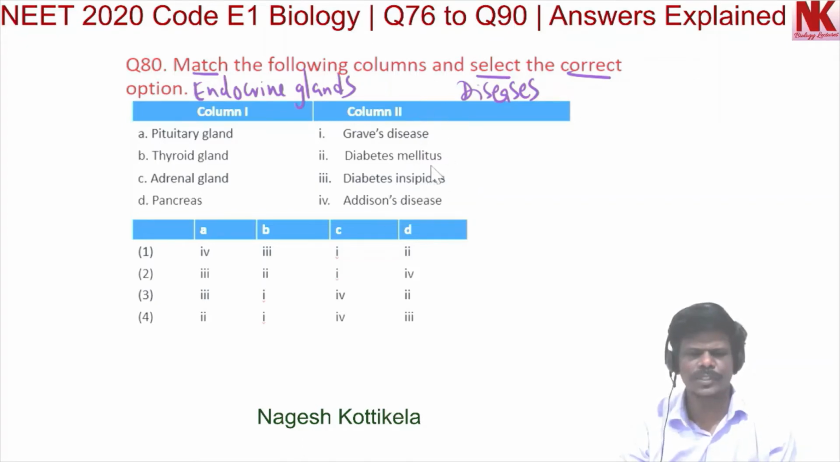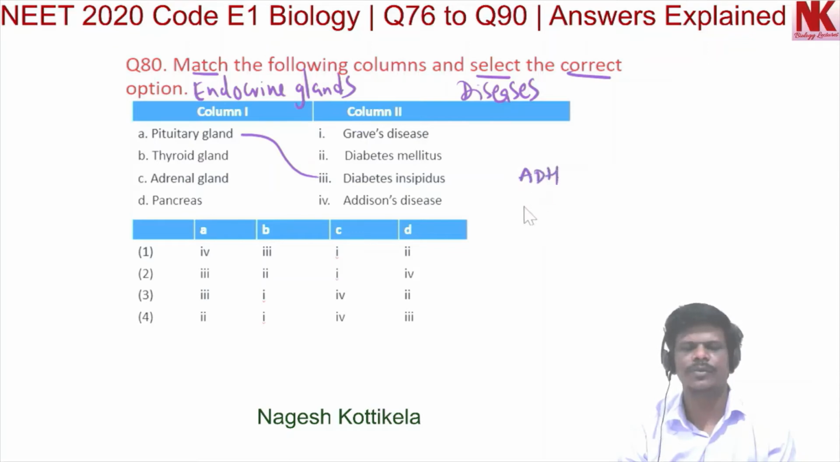Among the given options, diabetes insipidus is related to the pituitary gland, because the posterior lobe of the pituitary gland secretes a hormone called antidiuretic hormone, or vasopressin. Its deficiency causes diabetes insipidus. Now, thyroid gland. Hyperthyroidism causes Graves' disease. So the thyroid gland is associated with this disease.